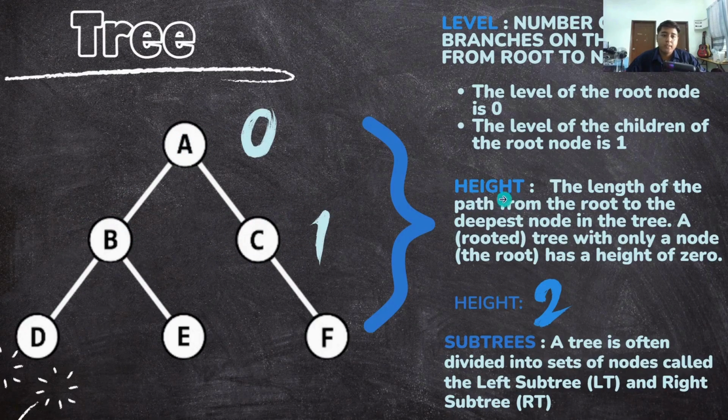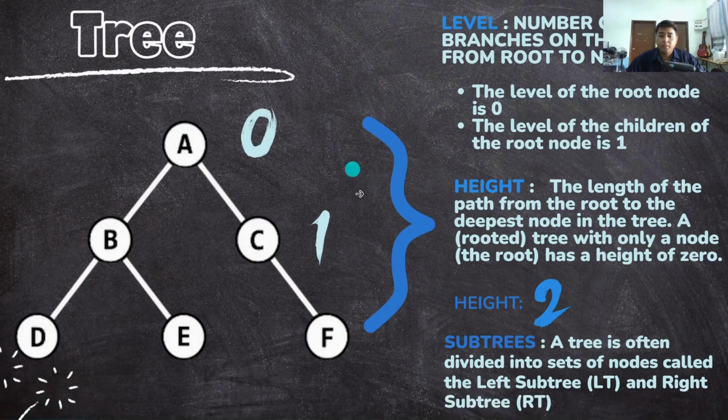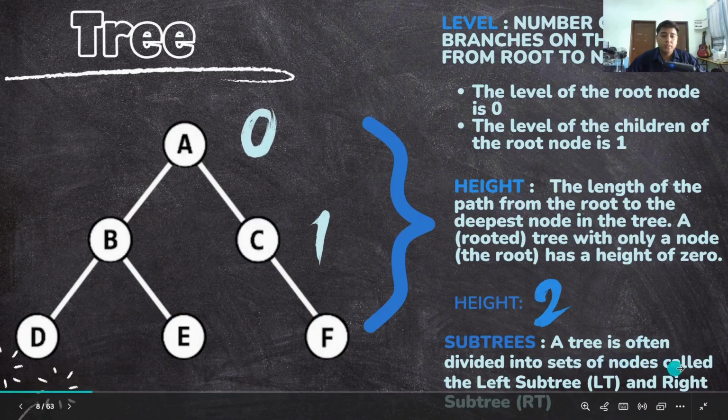So next, what is height? The height is the length of the path from the root to the deepest node in the tree, as we can see here. So the length of the path is 2, so the height of this tree is 2. And then what are subtrees? A tree is often divided into sets of nodes called the left subtree, which we label as LT, and the right subtree, which we label as RT.